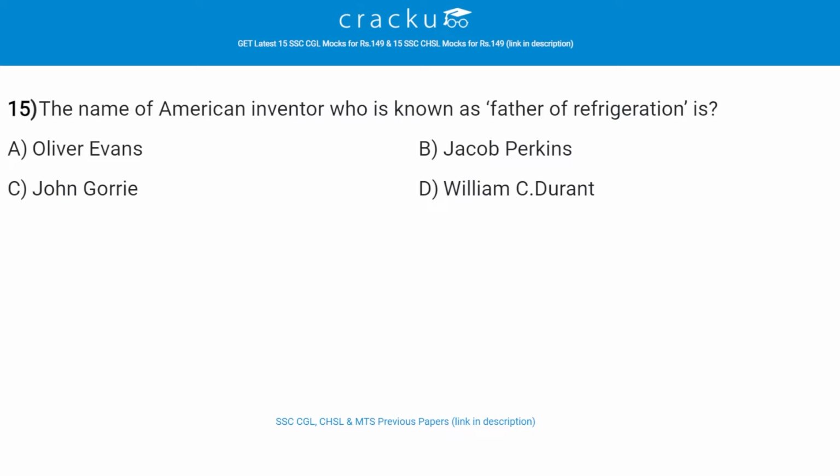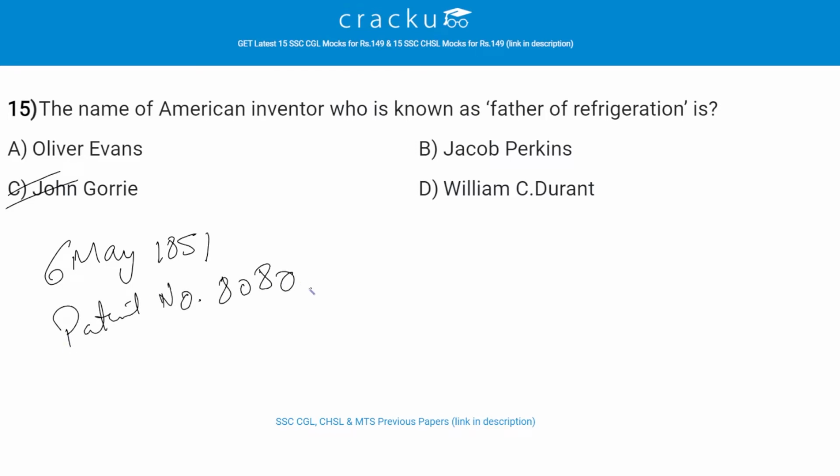The name of the American inventor who is known as the father of refrigeration is, the correct answer is C, John Barber. So on 6th May 1851, the US granted patent number 8080 for the artificial production of ice. The recipient was John Barber, a Florida physician.